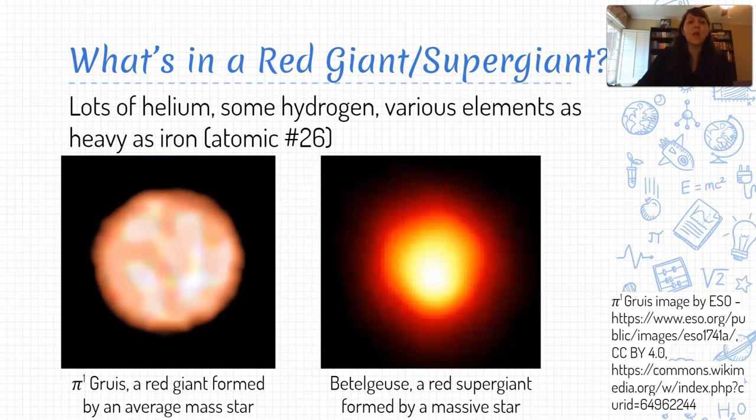star. Okay, as we move on to a red giant or a red supergiant, we'll still see good amounts of hydrogen for sure, but a little bit less than we saw in the main sequence stars, and we see more helium and a greater variety of other elements as well. And we'll see a bunch of different elements all the way up to iron, which is atomic number 26, meaning that it has 26 protons in it. Okay, so that's what's going on right there.